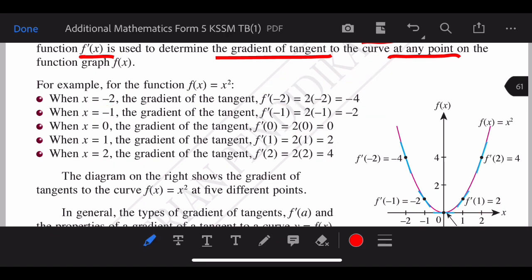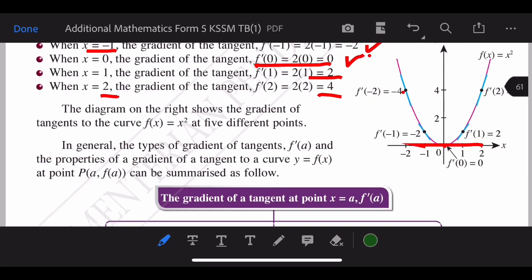Okay, understand? So that means dy/dx means the gradient of the blue line, which is tangent to the curve at each point. The diagram on the right shows the gradient of tangent to the curve at 5 different points. So at each different point we actually have its own gradient, right? In general, the types of gradient of tangents and the properties of the tangent to a curve at a point are summarized as below.